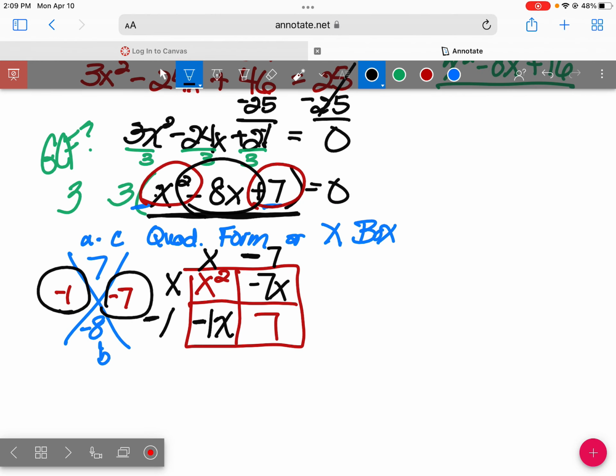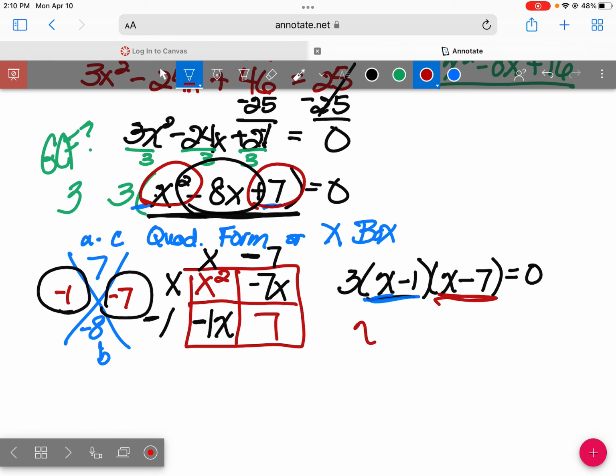So now my factors are 3 times x minus 1 times x minus 7 equals 0. Well, 3 obviously is not 0, but here I'm back to having two factors. Two factors, one or both have to be 0. So I say x minus 1 equals 0. Set each of them equal to 0. X minus 7 equals 0.